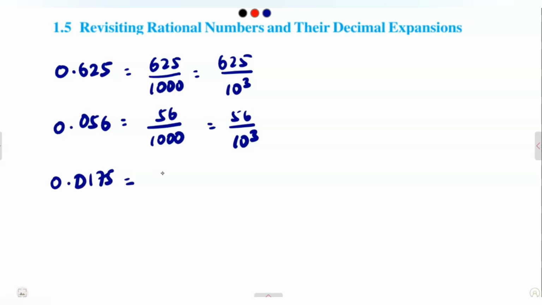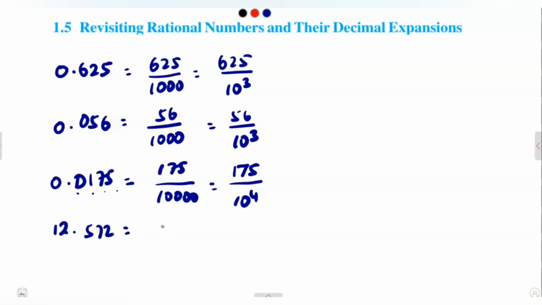We can also write one more example, 0.0175, so that we get 175 as the numerator and the denominator as 1 followed by 4 zeros. As we have 4 digits after the decimal, we have 10,000 in the denominator, which in exponential form is 10 power 4. Sometimes we can take an example like 12.572, not always 0 point. We can write it as 12,572 as numerator, and as we have 3 digits after the decimal, the denominator is 1000, which is 10 cube.